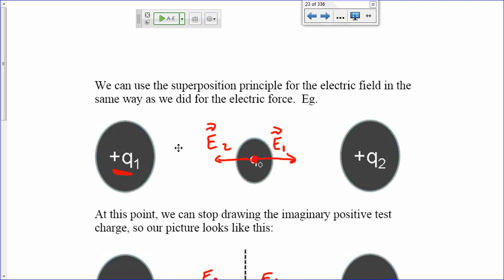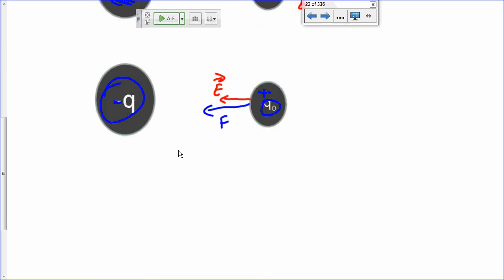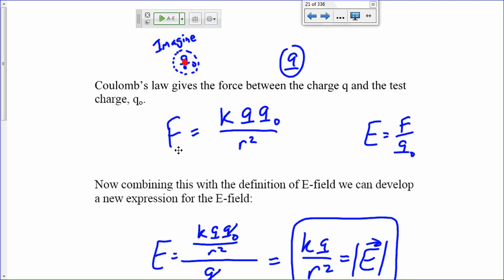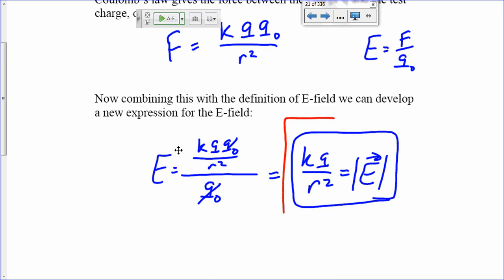This is where this comes in, and this is very important. This is sort of like Coulomb's Law for electric fields. That's how you determine the magnitude of the electric field. Notice that there's only one Q term. That's right, they just have one Q term.